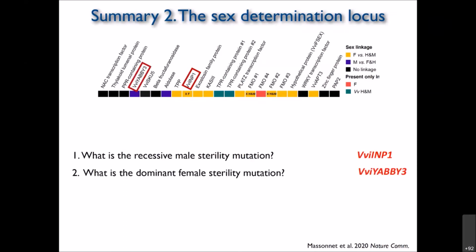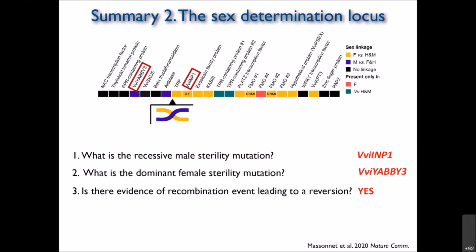It's this thing called YABI, which if you've overexpressed, it messes up female development. Is there evidence leading to a reversion? Remember that cultivars are hermaphroditic, and do we see evidence of a recombination event? Yes, absolutely. We know where that recombination event is. And I will say, it looks like maybe this has happened more than once. So there may be several recombination events that occurred during the cultivation or domestication.